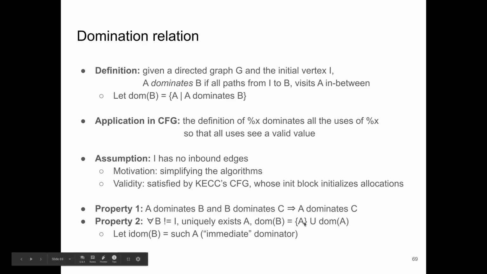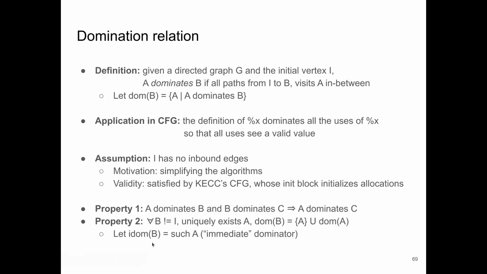So that's the reason why A is in the set of the dominators of B. And furthermore, the other dominators of B should be the dominators of A. So this equality relation is saying that the dominators of B consist of two things. The first one is A itself, and the other is the dominators of A. So A is, in this sense, the canonical immediate dominator of B.